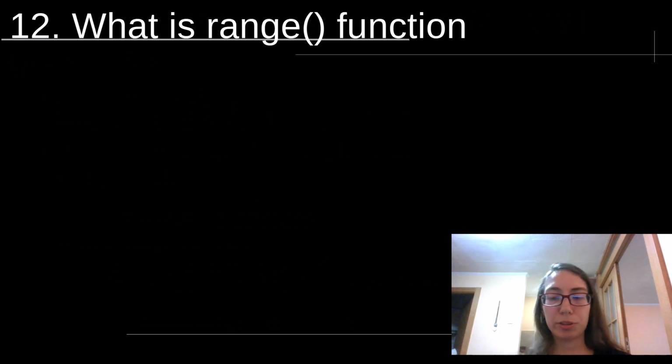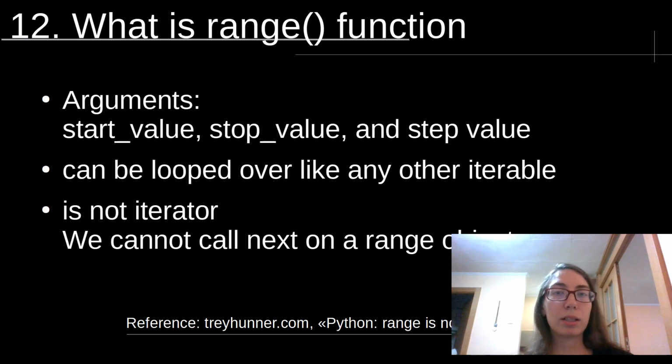What is the range function? The range function has arguments start value, stop value, and step value. It can be looped over like any other iterable, but range is not an iterator because we cannot call next on a range object.